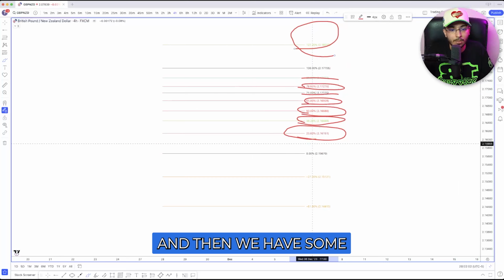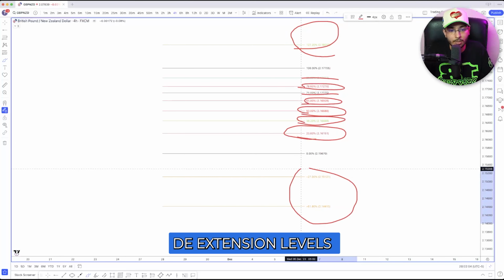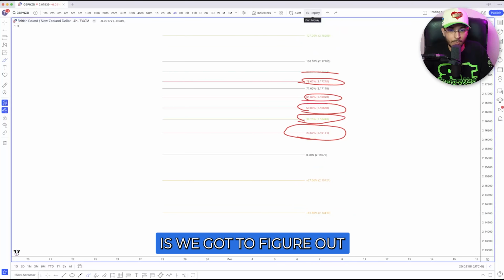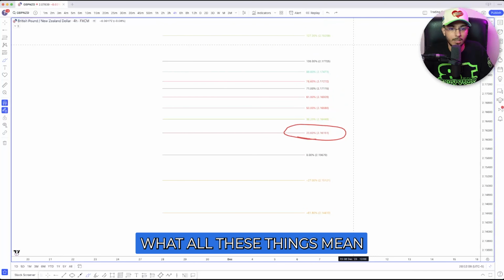Not necessarily all the time will there be an 88.6 or a 71. You might see a 707, meaning 70.7, because that's numerically Fibonacci, since Fibonacci is based off of a number sequence. So numerically, the 707 is a key level. We rounded up to 71 just because of back testing and things like that. And then we have some extension levels, and some de-extension levels. Now, we have to figure out what all these things mean and why they're important, and why at the same time they're not important.